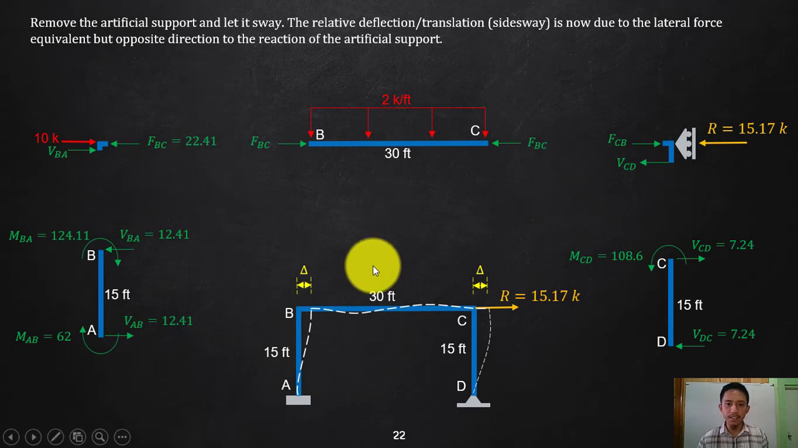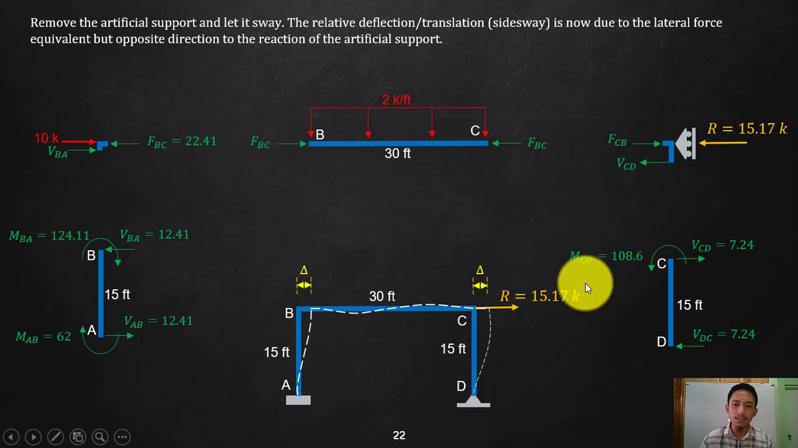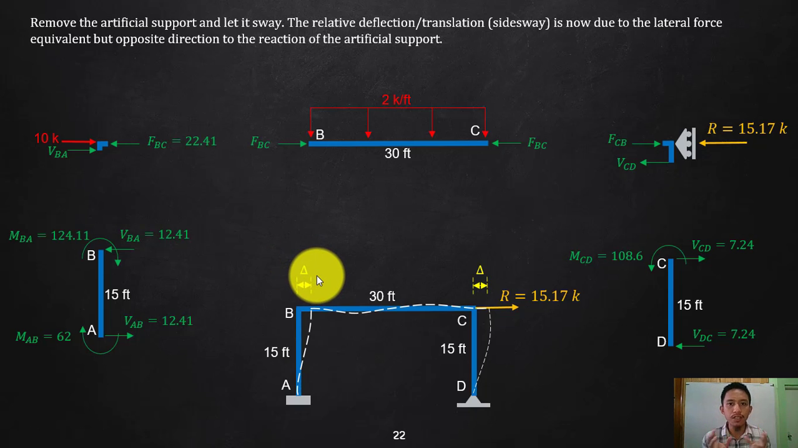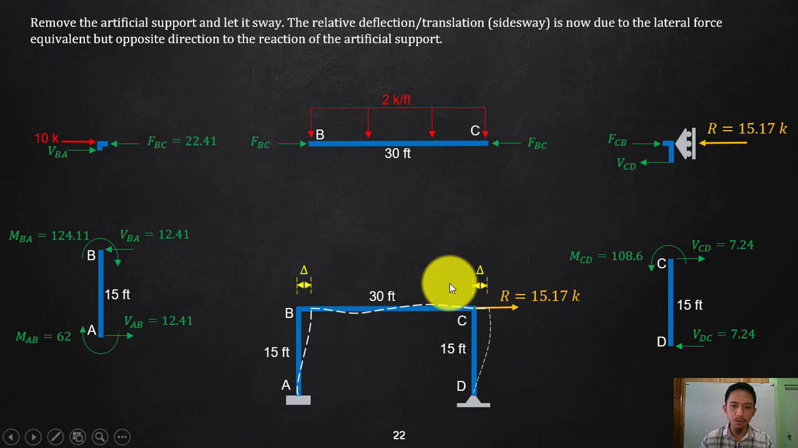Okay, so again, I just remove that prime. That should be delta only. So again, if I have to apply our R, or let's say that is now our force R in the opposite direction, that will now be your delta. So again, the effect of the external loading a while ago, which is delta, is now the effect of your reaction a while ago, but in the opposite direction. Okay, so that will be delta.